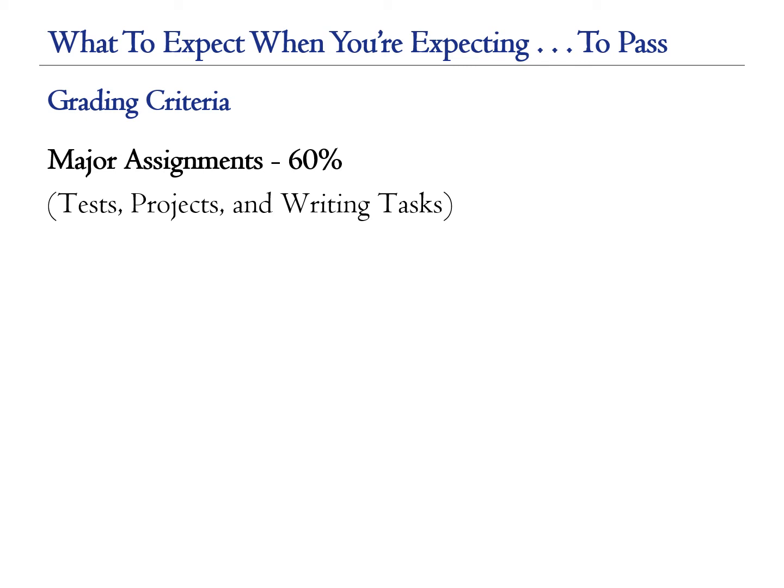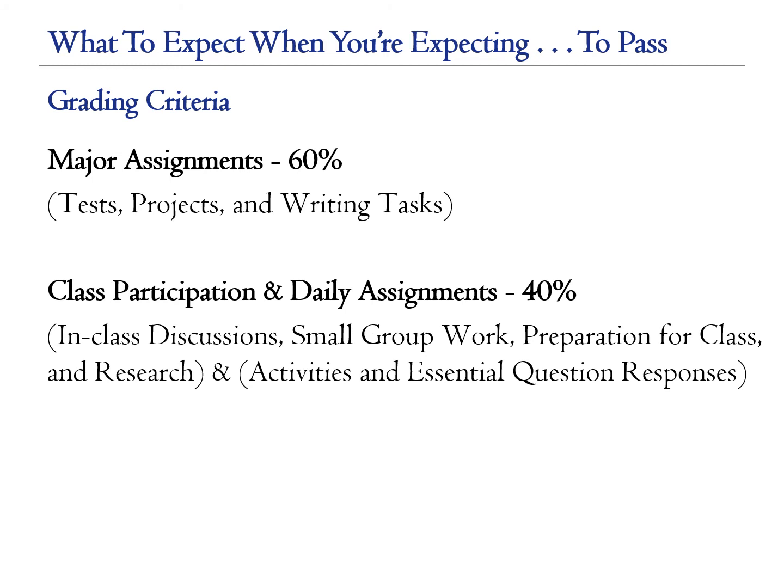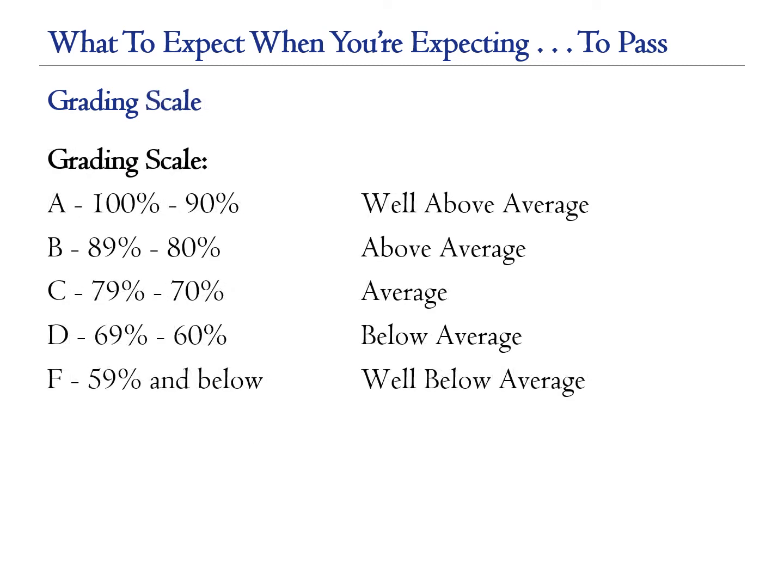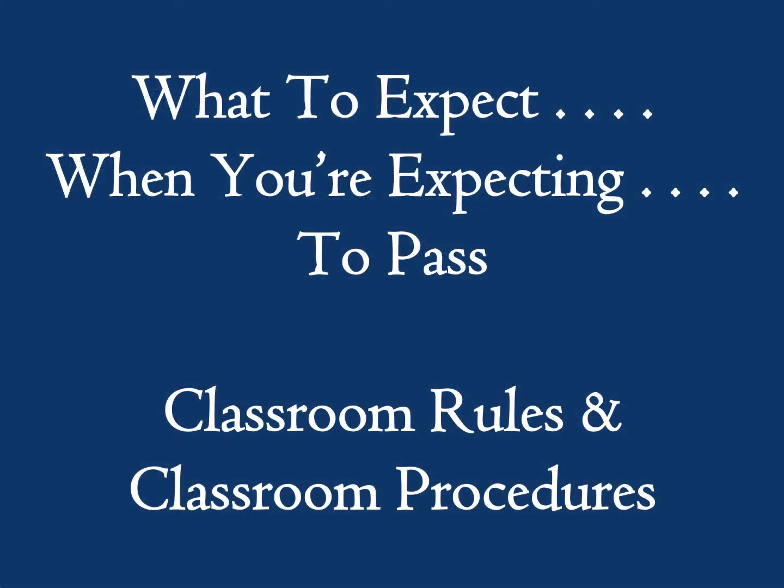Major assignments, which include tests, projects, and writing tasks, will make up 60% of your grade. Class participation, which includes in-class discussions, small group work, preparation for class, and research, and daily assignments, such as activities and essential question responses, will make up 40% of your grade. Semester projects or exams will make up 20% of your semester grade. Here is the grading scale for our school district. What to expect when you're expecting to pass.